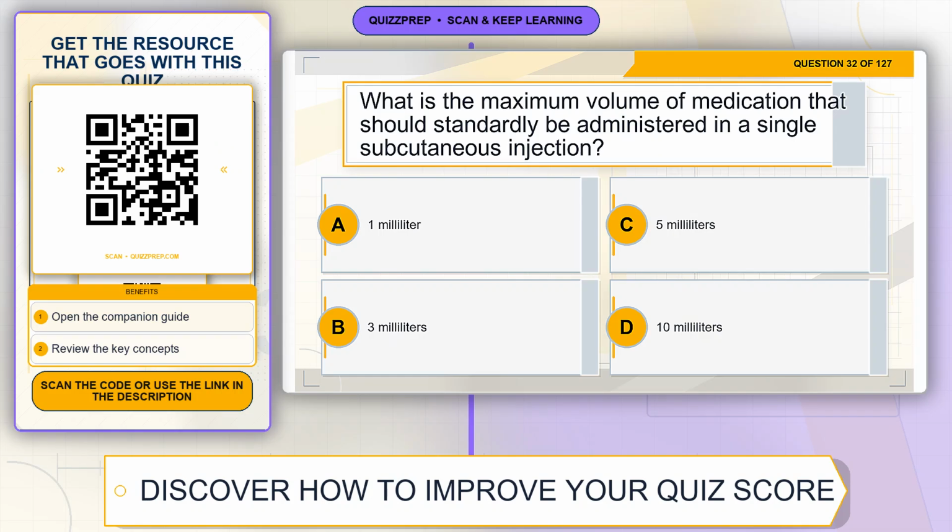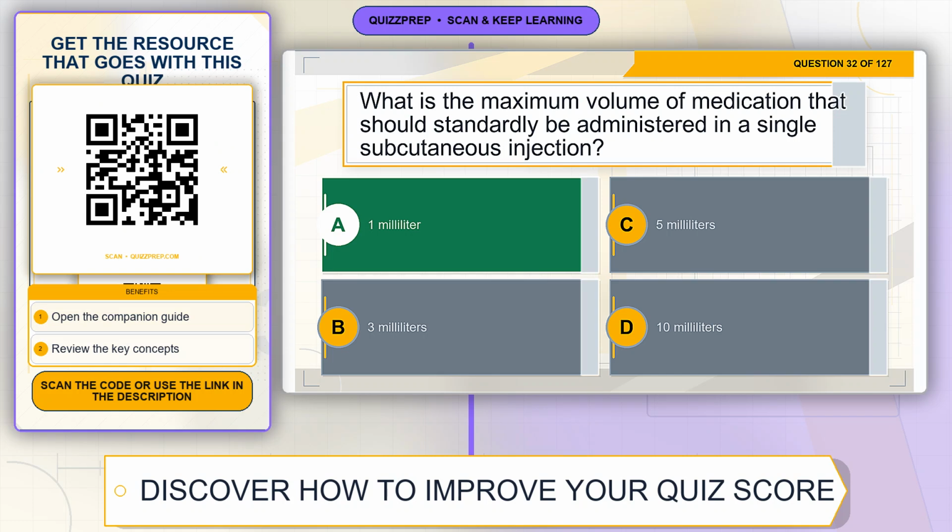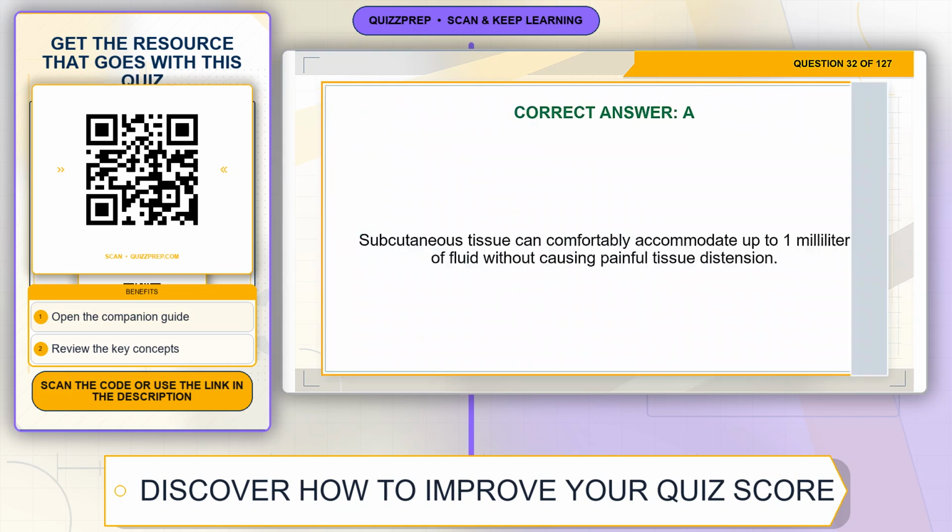Question 32. What is the maximum volume of medication that should standardly be administered in a single subcutaneous injection? Option A, 1 milliliter. Option B, 3 milliliters. Option C, 5 milliliters. Option D, 10 milliliters. The correct answer is option A, 1 milliliter. Explanation. Subcutaneous tissue can comfortably accommodate up to 1 milliliter of fluid without causing painful tissue distension.